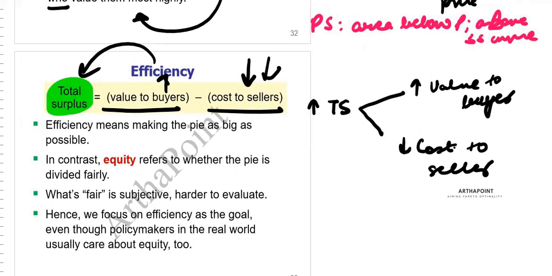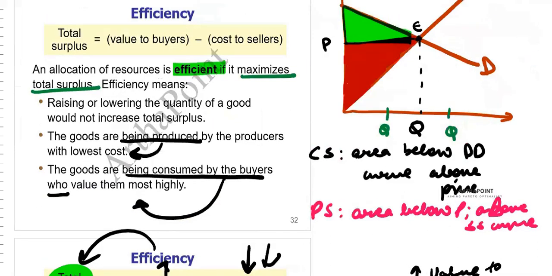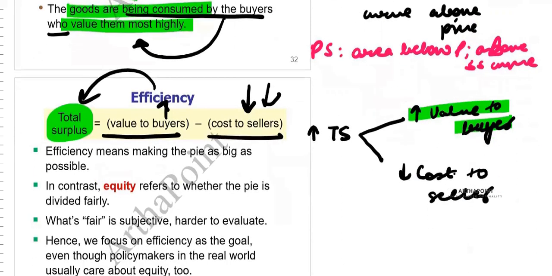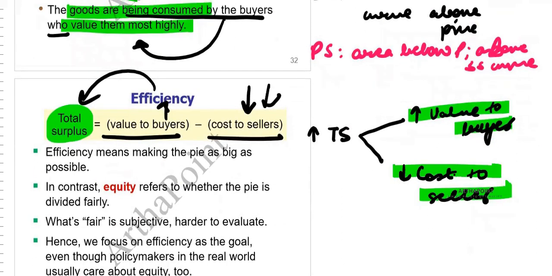Okay, so this is what we have written here. You give goods to those consumers who value them the most, which means you increase the value to the buyers, or you produce the goods by the producer which have the lowest cost, which means you reduce the cost to the seller. Either way, it is going to increase the total surplus. Now, this is efficiency. Efficiency means making the pie as big as possible.